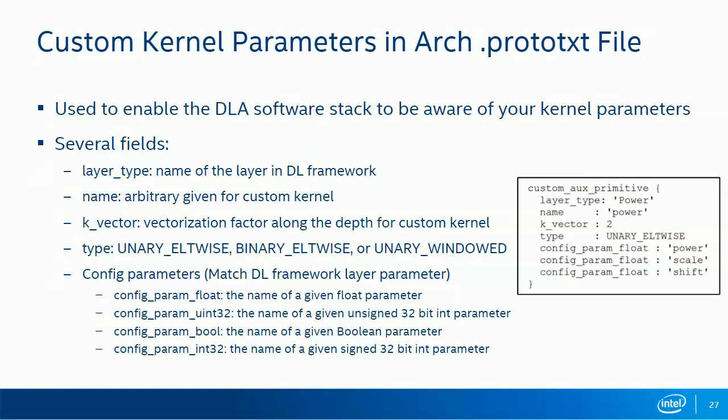Lastly, if your parameter has custom configuration data, you can set up config parameters. The name of the parameters needs to match a higher level deep learning framework layer parameters so information can be passed down from the software stack. You can set up parameters of several types: float, unsigned int, bool, or int, and in the prototext file just by specifying the name.